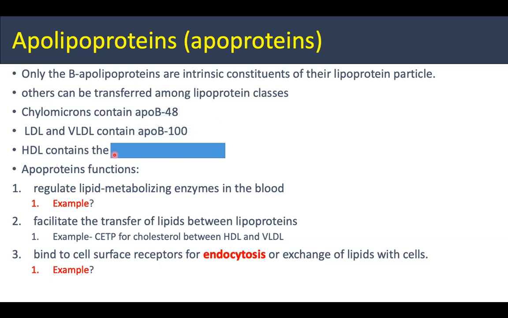Okay, and I told you that the HDL, okay, somebody already answered. Let's have other people answer. The HDL contains a specific kind of apolipoprotein only found in HDL. Yes, apolipoprotein A. Good job, guys.